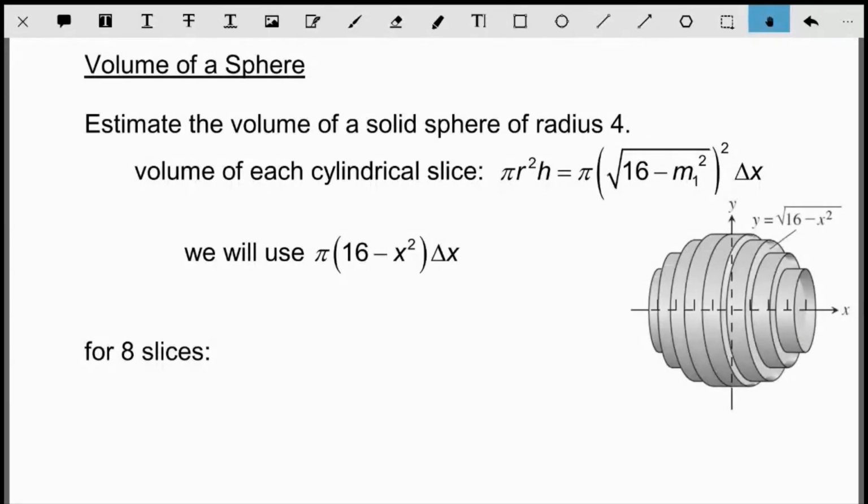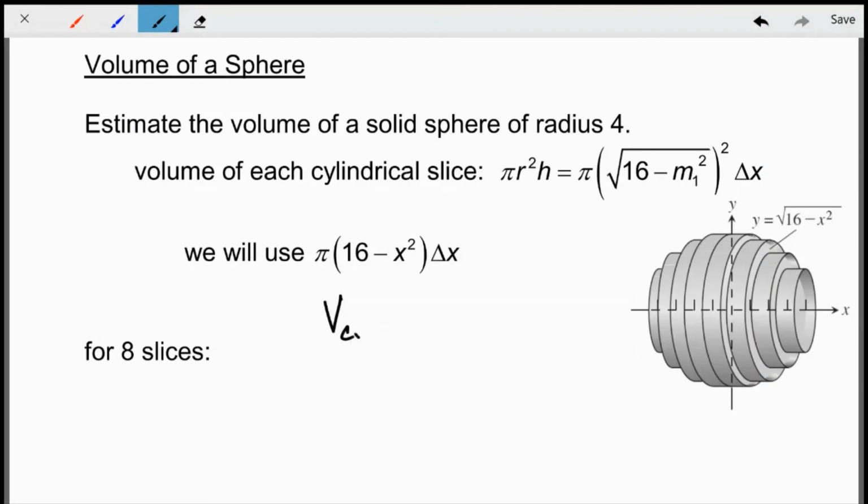And what we're going to do is we're going to slice this sphere up into a bunch of thin slices, and we're going to say each one of those slices can be approximated by the volume of a cylinder. Well, the volume of a cylinder, right, is pi r squared h. So volume of a cylinder is pi r squared h.